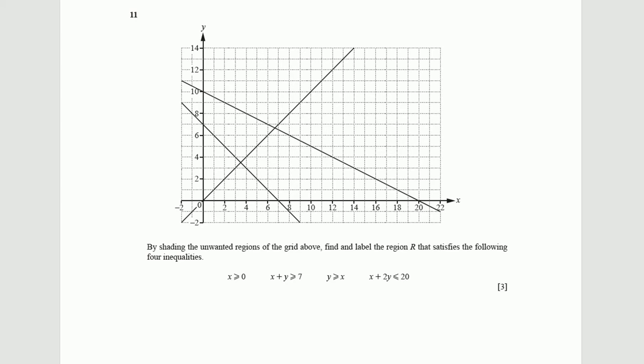Okay, by shading the unwanted regions of the grid above, find and label the region R that satisfies the following 4 inequalities. Once again, I want to start off by identifying which line is which. So, I'm looking for an x equals 0 line. This is a line where all the x values are always 0, and that's going to run down the y-axis over here. I'm interested in when x is bigger than 0, which is clearly any point on this side where the x values are all positive, so I would need to shade the unwanted bit, which is over here.